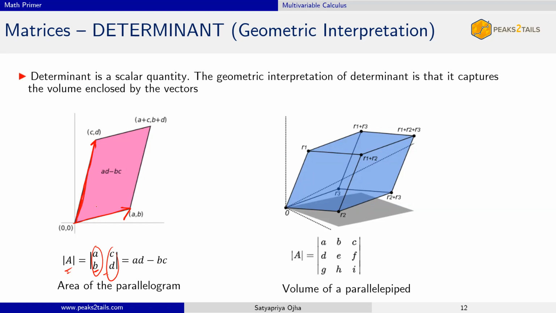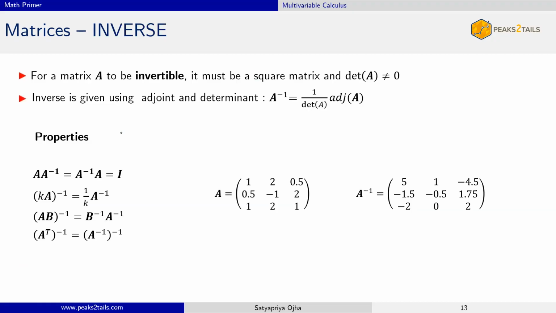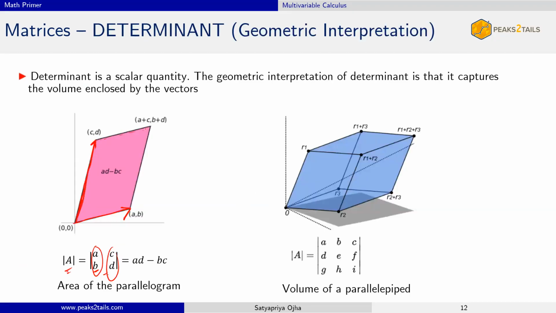Now, the area of the parallelogram formed by these 2 vectors. So you repeat the same vector here, and here we get a parallelogram. The area of the parallelogram is the determinant of A. How nice. It's actually AD minus BC. So 2 vectors are capturing some area like this. That's the determinant. Same idea you can extend to 3 vectors.